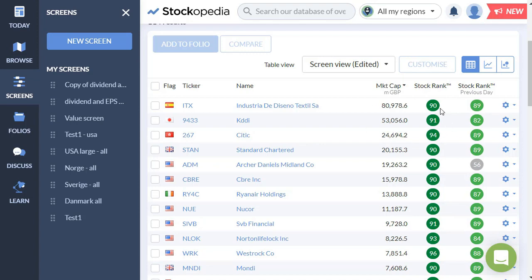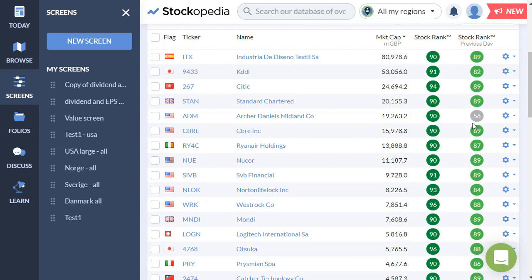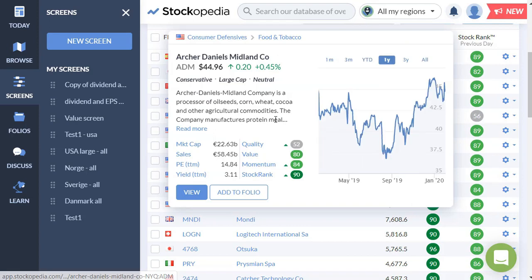So this is a score where they are taking the value score and the quality score and the momentum score and putting it into one stock rank. And it goes from 1 to 99. And if it is above 70, I like it. And 90, that is really hot. So here we can see the stock rank previous day and the stock rank today. And we can see which ones are really moving. We can see here that the stock rank of ADM, Archer Daniels Midland here, is really, really moving.